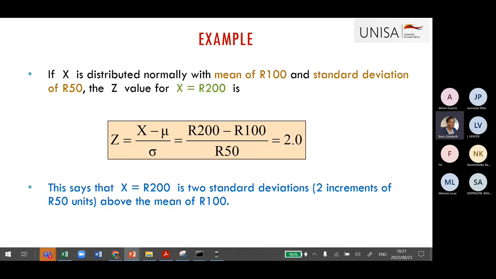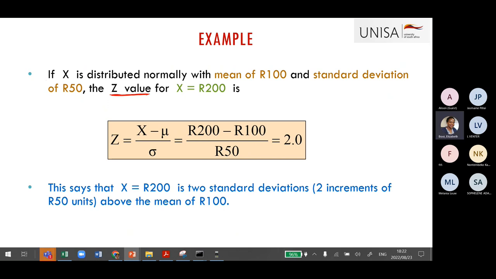So how do we standardize the score? Let's look at this example. If X is distributed normally with a mean of 100 and a standard deviation of 50, the Z value for X of 200 would be. So we need to go back and ask ourselves, what is it that we are asked to do? So we are asked to calculate the Z value. So it means we need to calculate the Z score.